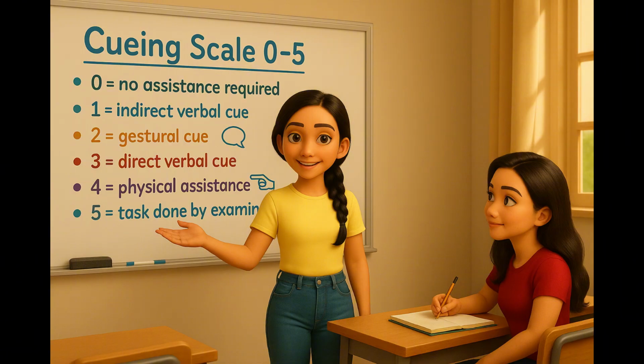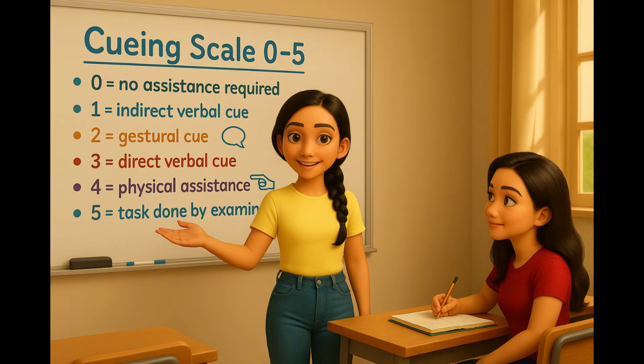For 2, if you get a grade of 2, that suggests that you have gestural guidance. So this means that the assessor points or uses a nonverbal action to guide the participant's attention toward the correct object or task component. If you grade a 3 on the queuing system, this indicates direct verbal assistance. Therefore, the assessor provides specific, explicit verbal instructions on what to do next.